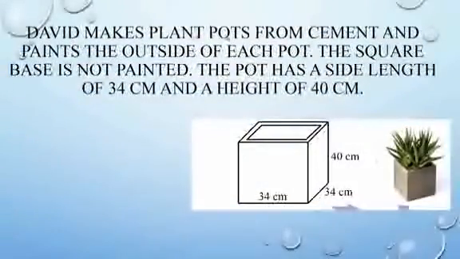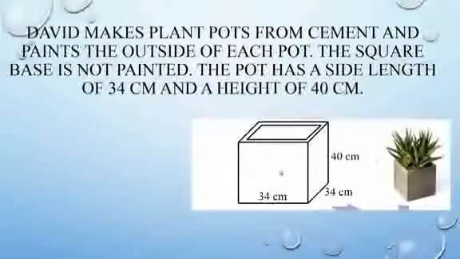David makes plant pots from cement and paints the outside of each pot. The square base is not painted. The pot has a side length of 34 cm and the height of 40 cm. As indicated here, this side is 34, this side is 34, and this height is 40.